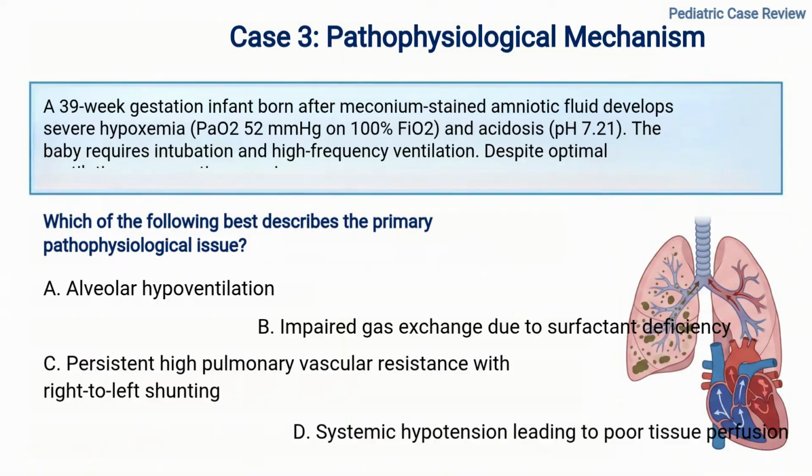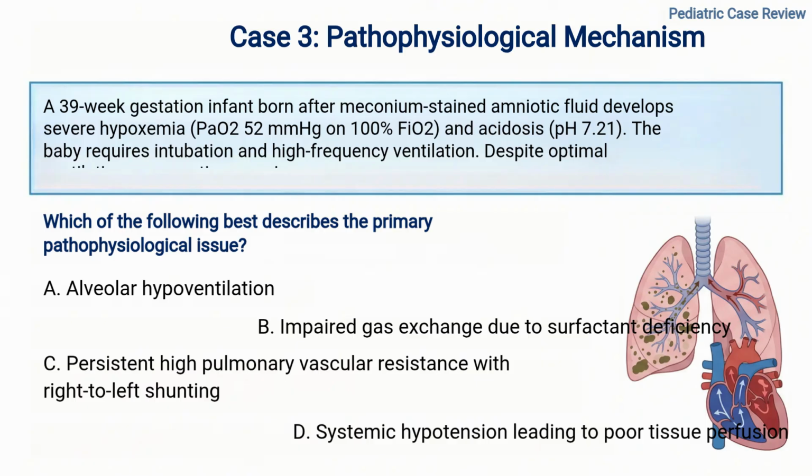Case 3. A 39-week gestation infant born after meconium-stained amniotic fluid develops severe hypoxemia. The partial pressure of oxygen in arterial blood is 52 millimeters of mercury on 100% inspired oxygen fraction, with acidosis showing a pH of 7.21. The baby requires intubation and high-frequency ventilation. Despite optimal ventilation, oxygenation remains poor.